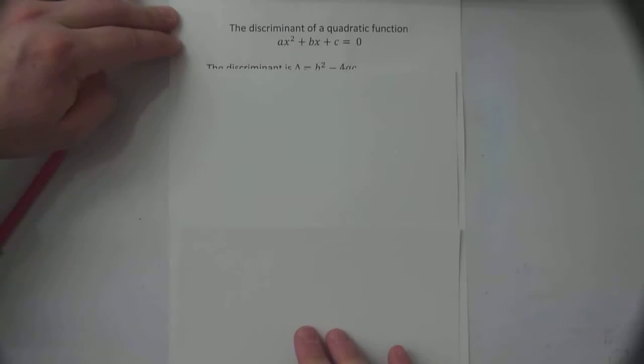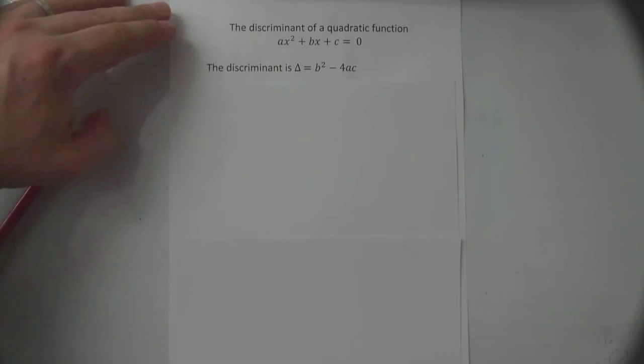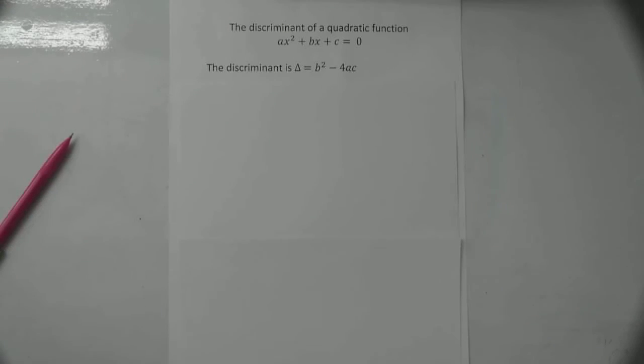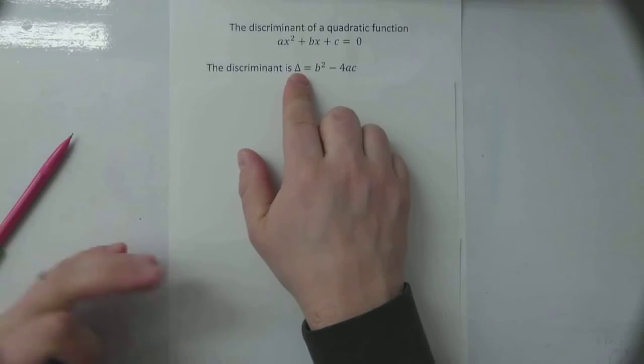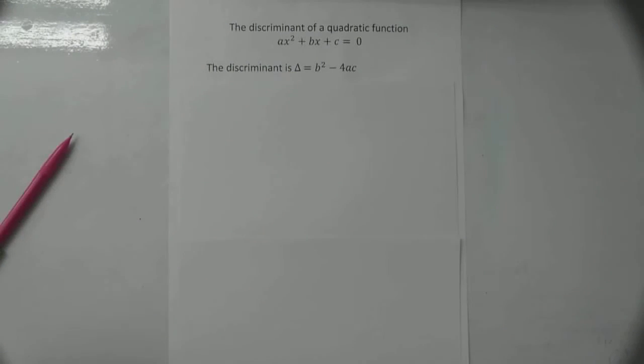In this video, we're going to talk about the discriminant of a quadratic function. So our quadratic function has to be in the form ax squared plus bx plus c equals 0 in order to determine what the discriminant is. So given this form, the discriminant of the quadratic is b squared minus 4ac, and sometimes we use this symbol, which is a capital delta, to talk about the discriminant.